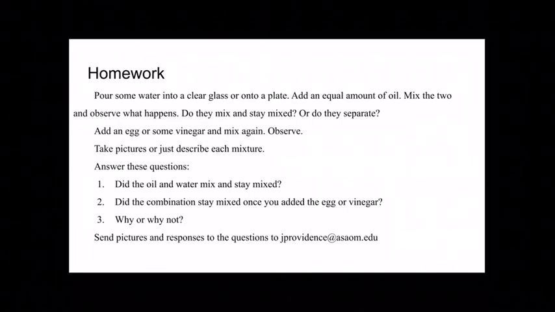Number one, did the oil and water mix and stay mixed when it was just oil and water? Number two, did the combination stay mixed once you added the egg or added vinegar? And then number three, why or why not? So what is going on here? So I want you to send pictures and responses to the questions to my email, jprovidence@asum.edu.